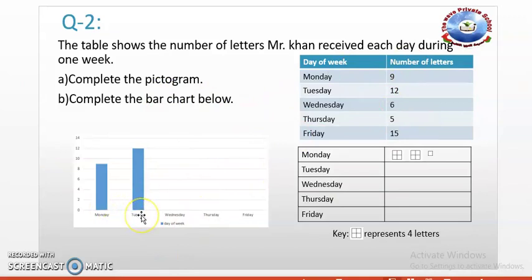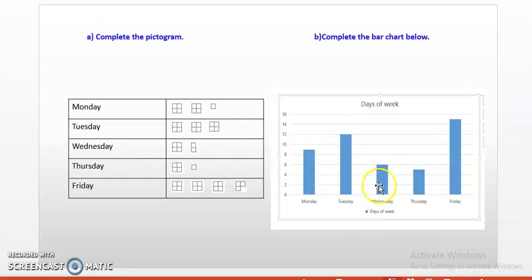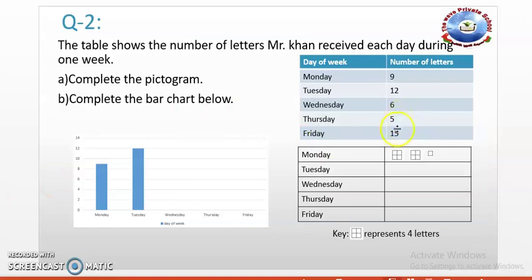For Monday and Tuesday the number of letters is given, 9 and 12. We have to find the number of letters for Wednesday, Thursday and Friday. For Wednesday it is 6. So just come here, the days are given and here the number of letters is given. So for Wednesday, where is 6? 0, 2, 4, 6. Draw the bar at 6. And for Thursday it is 5 and for Friday it is 15.